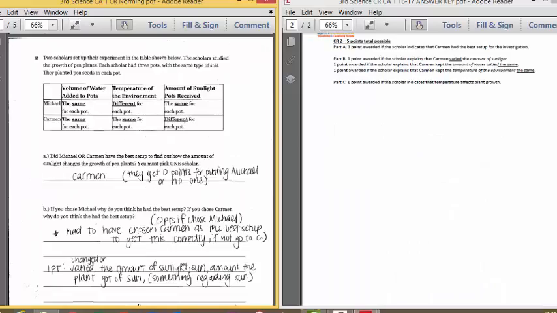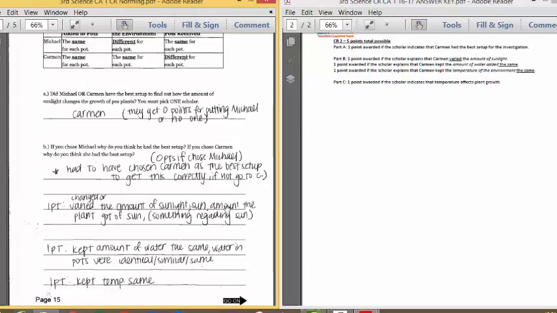Question number 2 is only worth a total of 5 points. It asks scholars to take a look at what 2 scholars did to set up an experiment and then to analyze that and decide who did the best job. For part A, it asks them, did Michael or Carmen have the best setup? The correct answer would be Carmen had the best setup. They get 0 points for putting Michael, or if they just leave it blank.